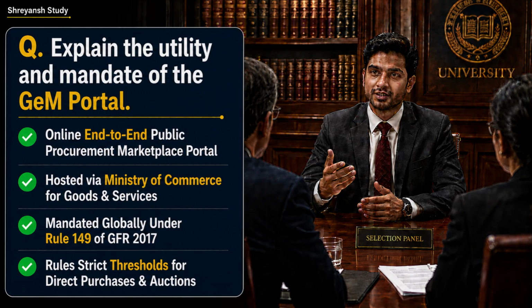Sir, GeM is an online end-to-end portal hosted by the Ministry of Commerce and Industry for the common use of goods and services by government buyers. It ensures transparency, efficiency, and speed in procurement. Under Rule 149 of GFR 2017, procurement of common use goods and services through GeM is mandatory for government entities, establishing strict thresholds for direct purchase, online bidding, and reverse auctions.